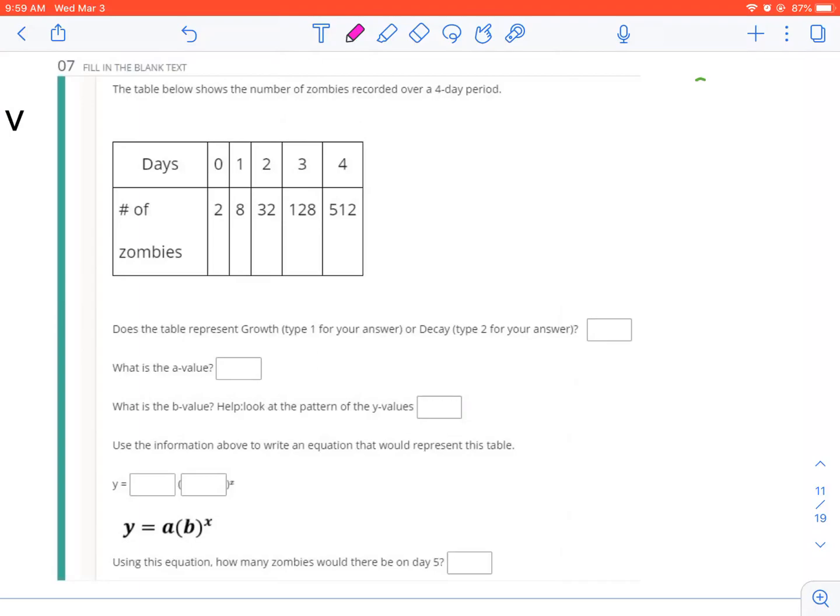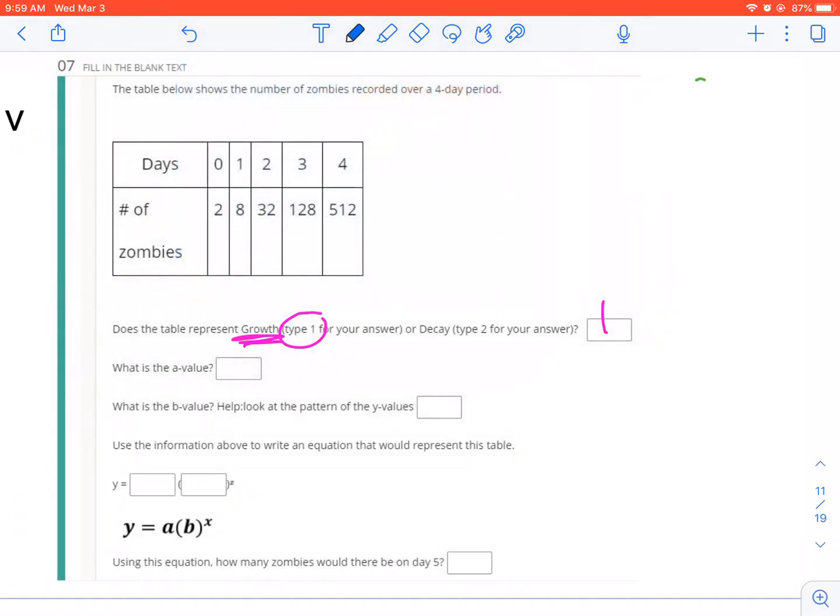And you can actually look at the table, and as the days keep going, what happens to our numbers? They're going up. So that's going to be growth. On Schoology it says type a 1 for growth, so we are going to put a 1 in that box. All right, what is the A value?